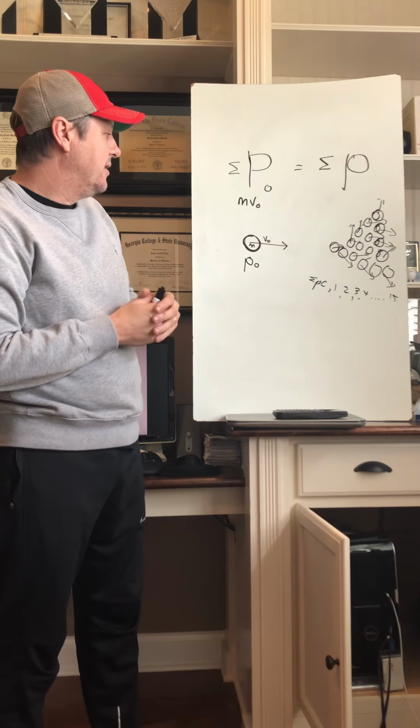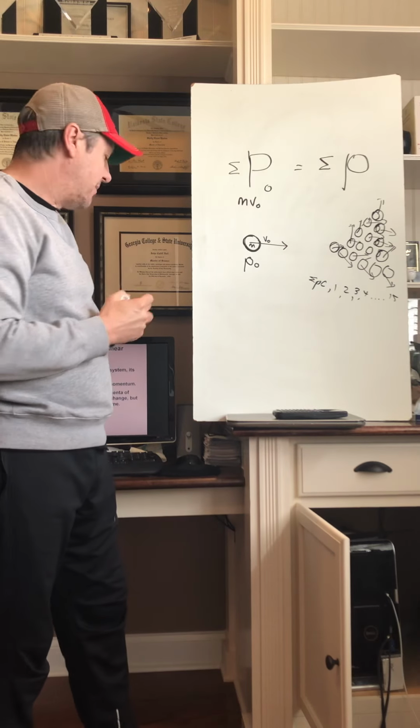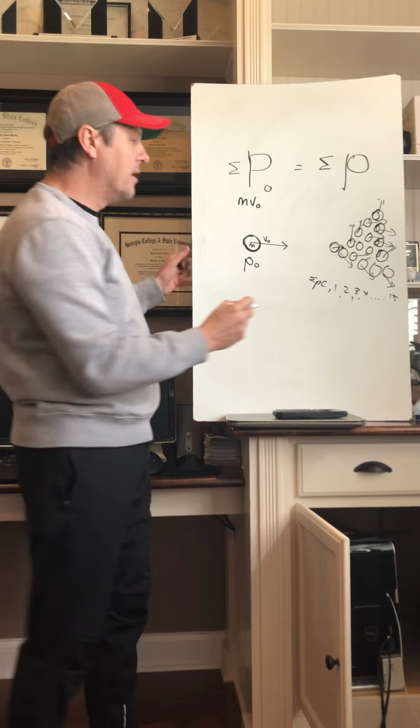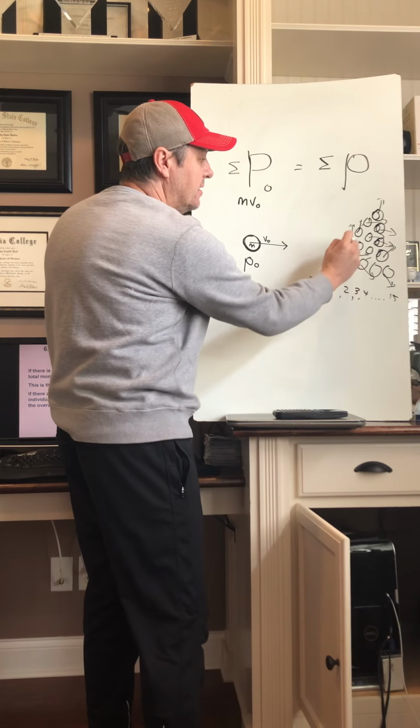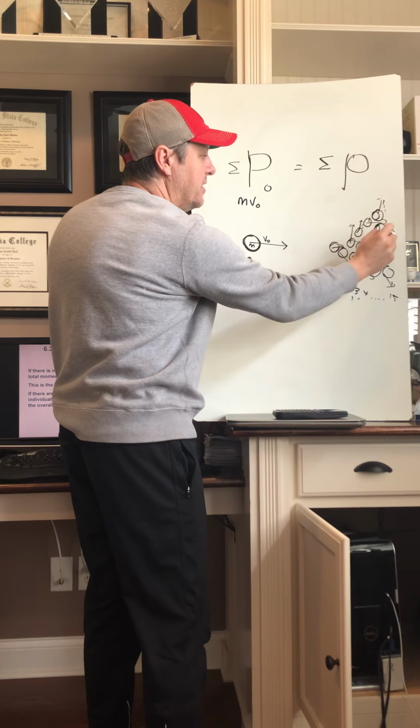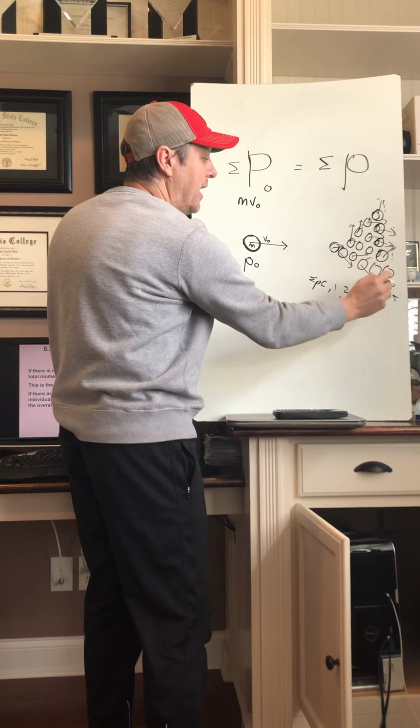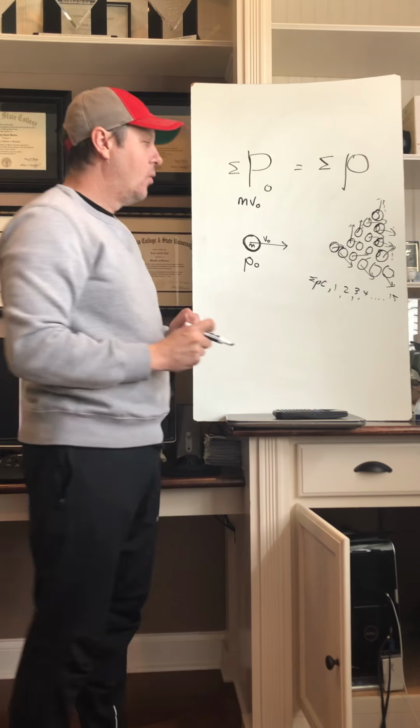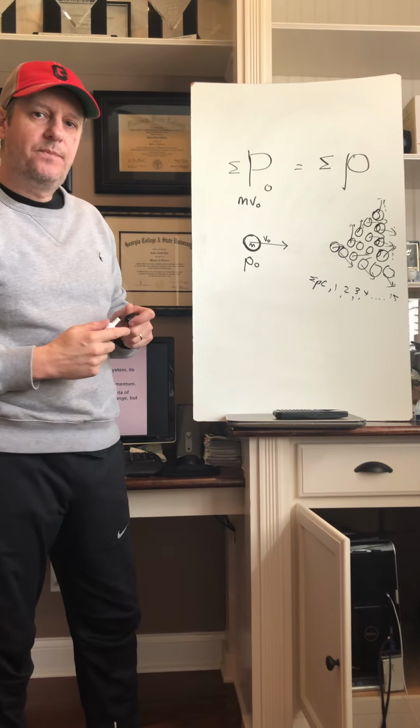By the way, if you added up all of the y components of each of these balls, the vertical component of each of them, some of them are going up, some of them are going down. What do you think would happen to those?